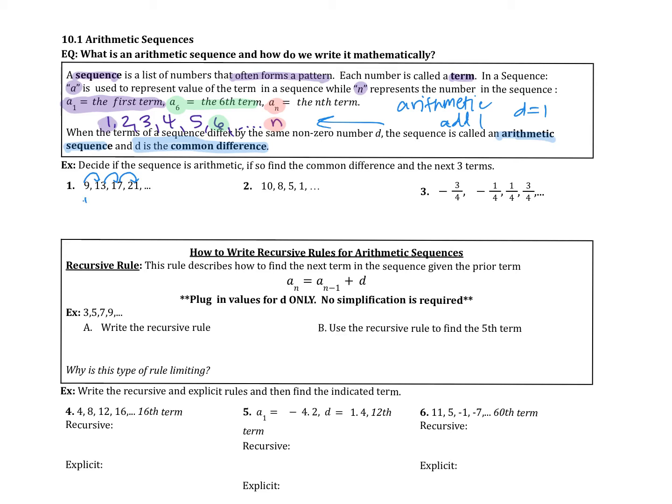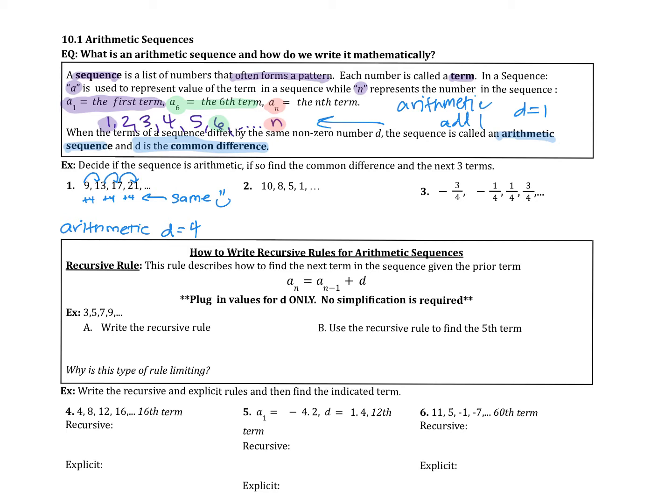And to get from 9 to 13, we're adding 4. To get from 13 to 17, we're adding 4. To get from 17 to 21, we're adding 4. All of these are the same, which means this is an arithmetic sequence. And that common difference is not 3, silly. That common difference is 4, that number that's being added over and over and over again.